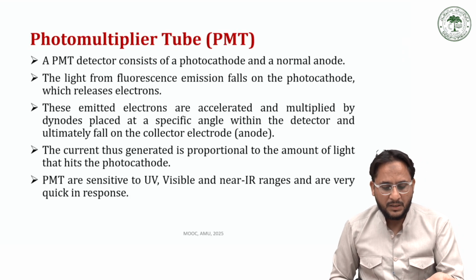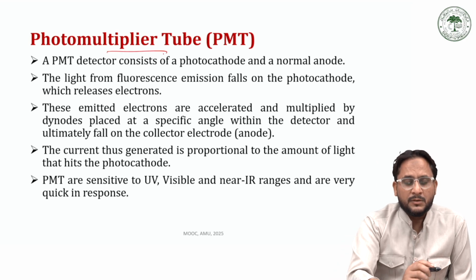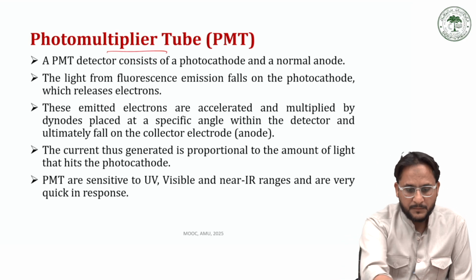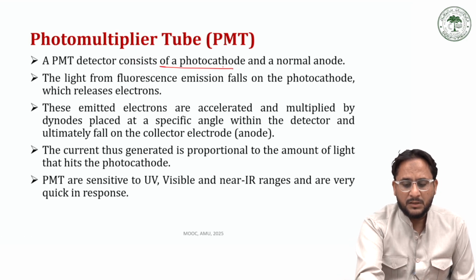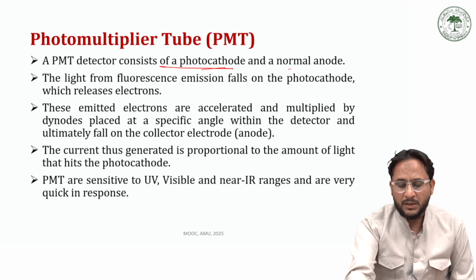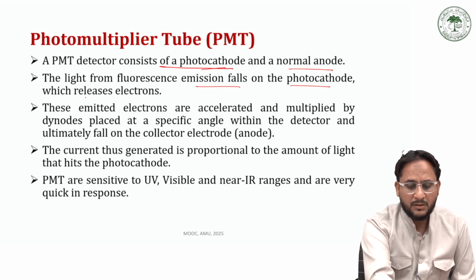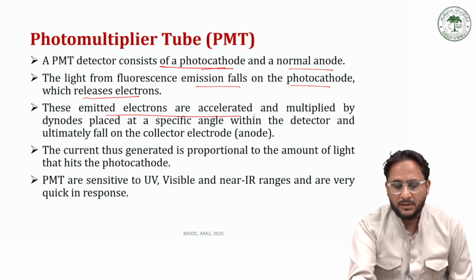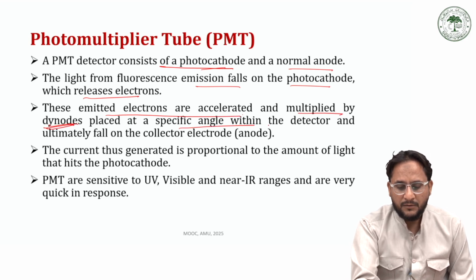Since I have already covered these two, this is again about the photomultiplier tube that I have already covered. Just in a nutshell, it has a photocathode and an anode. Fluorescence emission light radiation falls on the photocathode and releases electrons. These electrons are accelerated and multiplied with the help of dynodes, and finally they are collected on the anode. An electrical signal is obtained.